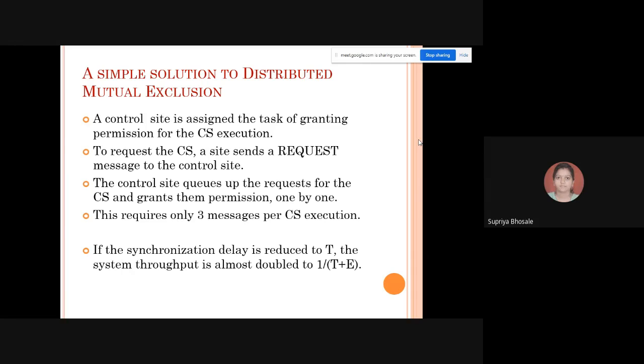And then if the synchronization delay is reduced to say some time t, the system throughput is almost doubled to 1 divided by t plus e. So if we try to reduce the synchronization delay, any denominator that we decrease, then definitely you will be getting more and more output or throughput. Here in the formula itself, it is 1 divided by t plus e, right? So if you reduce the value of t, and e is your average time. In that way you will be getting maximum throughput out of this particular work.